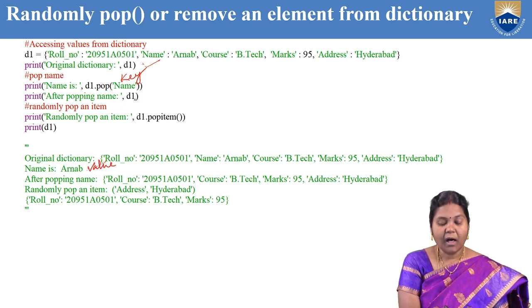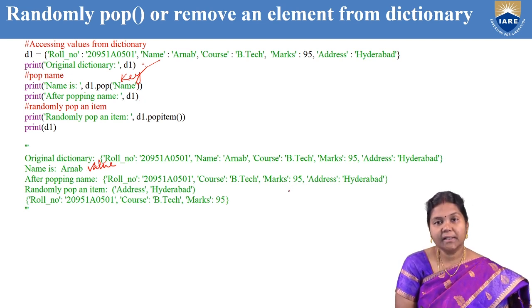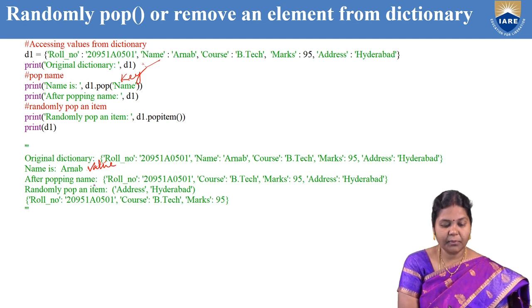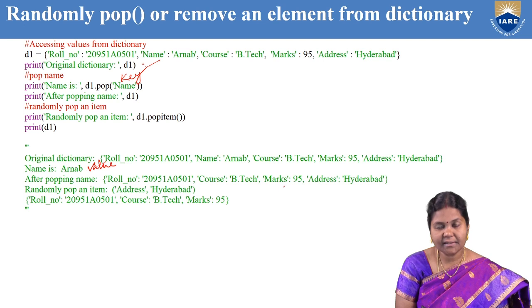After popping, you can see that that key value pair doesn't exist anymore. This is one more way of removing a key value pair from the dictionary. Using the pop method, we have provided the key and retrieved its associated value, and that particular key value pair is popped from the dictionary. It is no more in the original dictionary. After popping name, now only 4 key value pairs exist. Name is not existing.